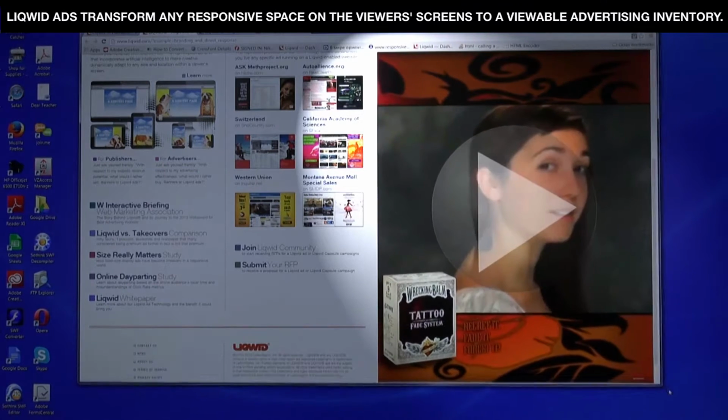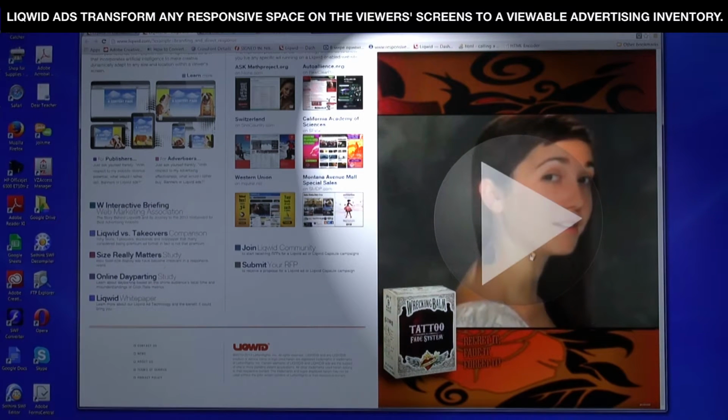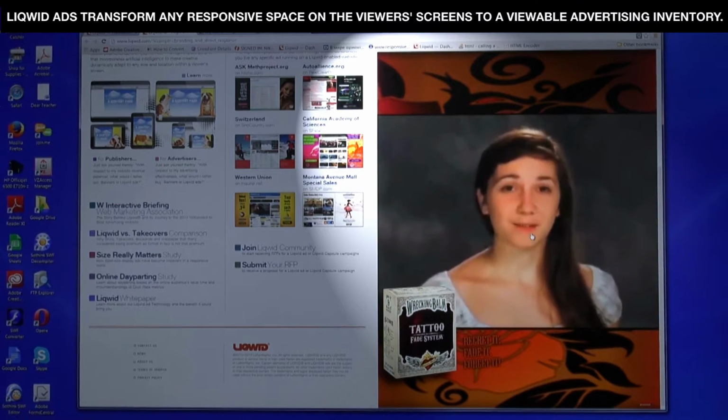It can include any kind of content, whether it be in Flash or HTML. It can be video, animation, e-commerce, social media. It can be quite dynamic.